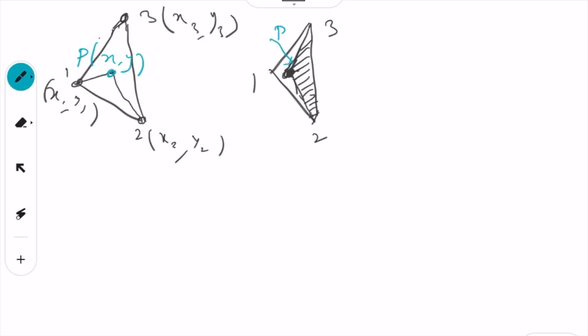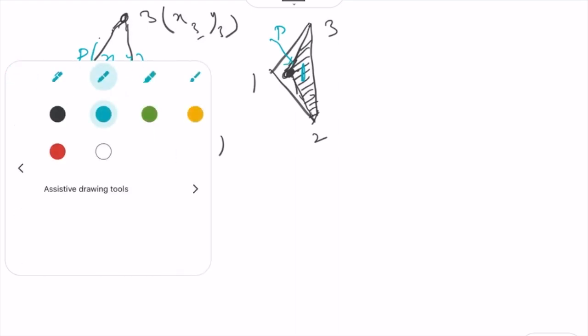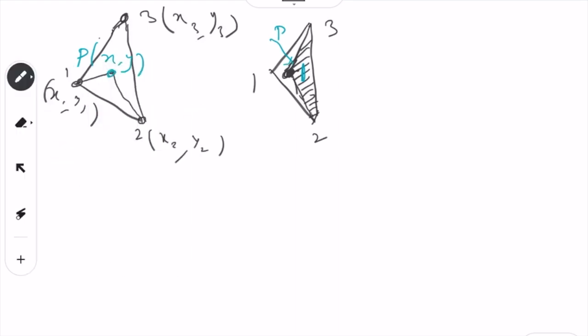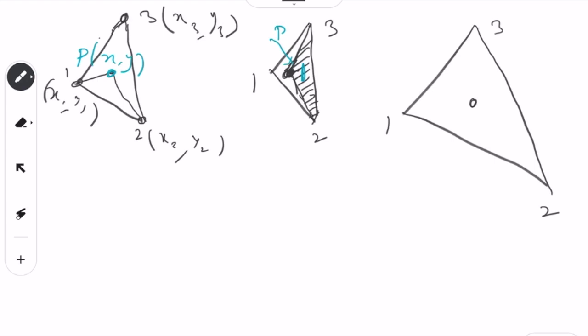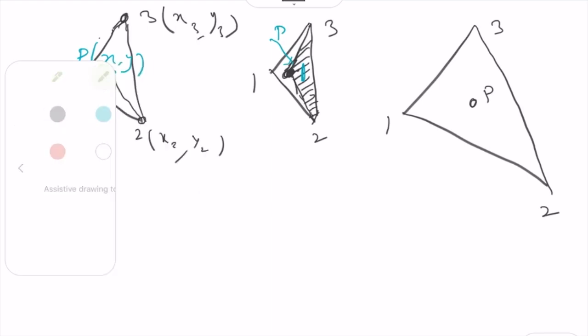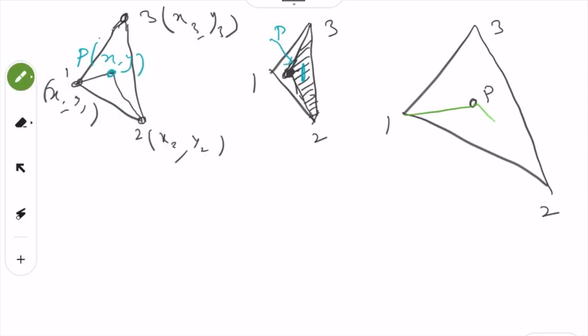So this is area 1. Okay, maybe you draw a bigger one, probably that makes it even better. So let's say our triangle is like this, and this is the point here. So this is node 1, 2, 3, and this is P here. So joining this, we will actually get three areas like this.